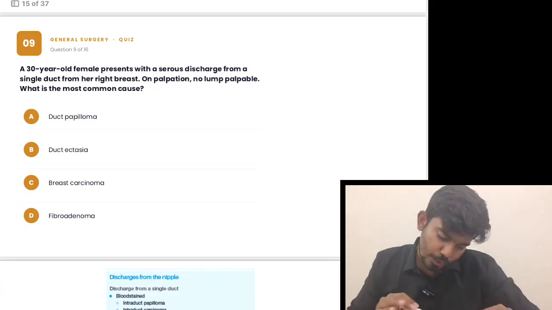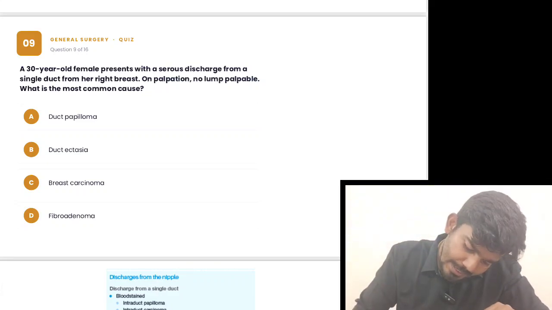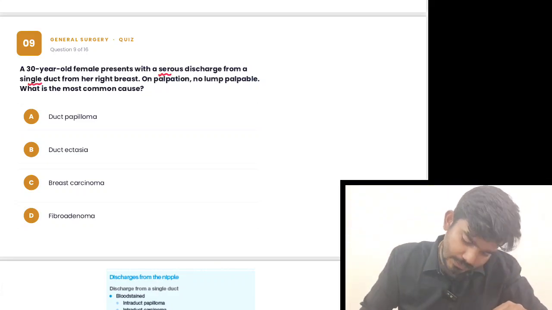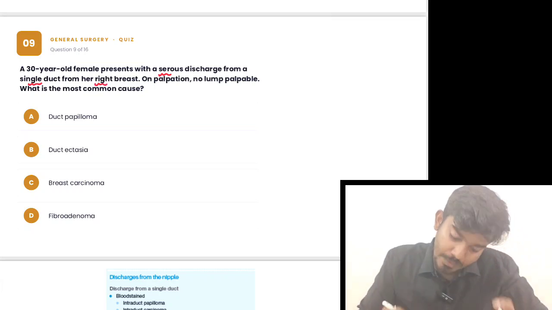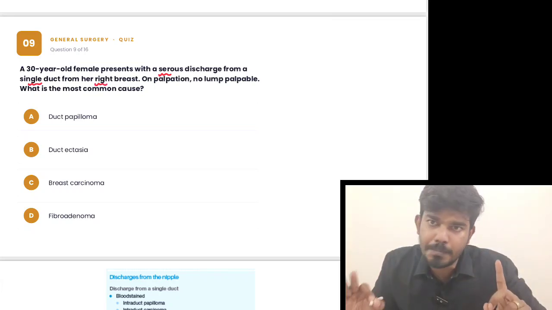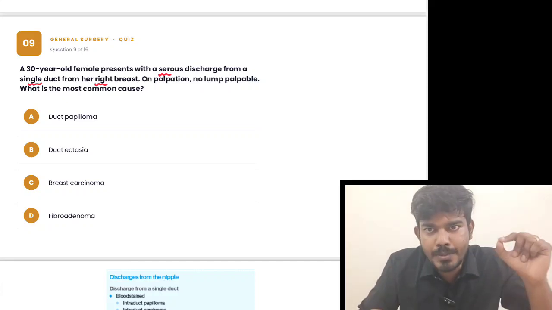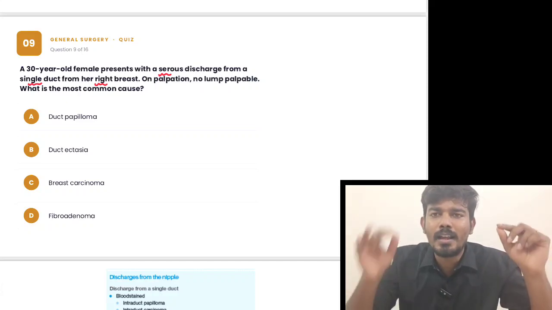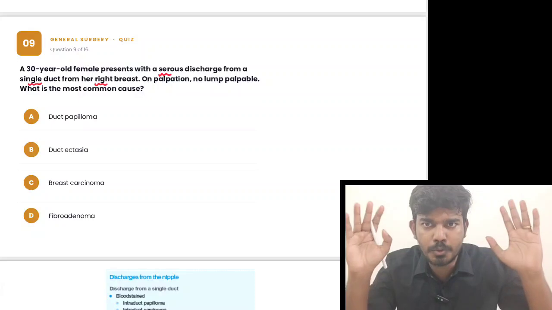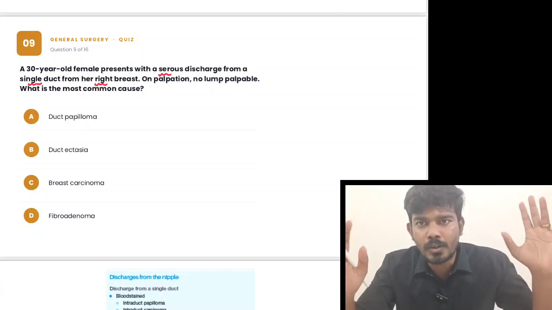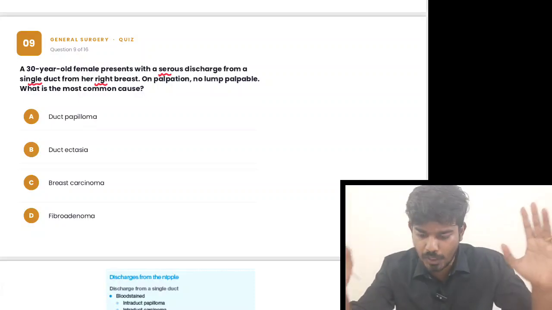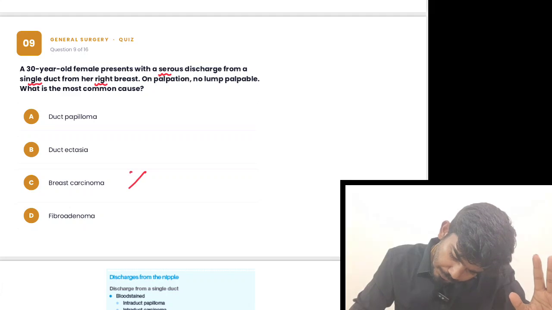A 30-year-old female presents with a serous discharge from a single duct from her right breast. On palpation, no lump is palpable. Okay, what is the most common cause? If they have given that no lump is palpable, we should assume everything is the most common. If there is no lump, they are saying rule out carcinoma. So we are going to rule out breast carcinoma.